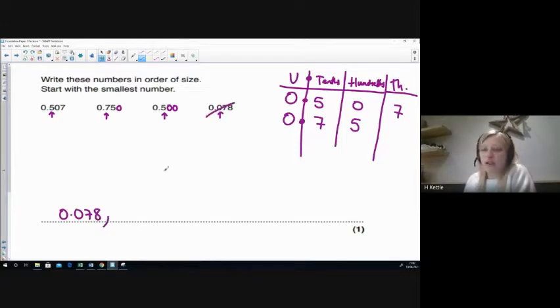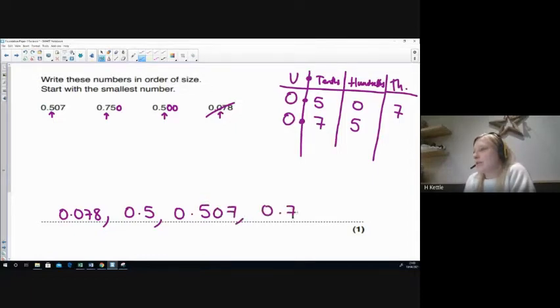And I'm going to cross it off so that I know that I've used it up and I don't get confused. I then know that the next smallest was between the ones that both have a 5 in the tenths column, but they've both got a 0 in the next column. And then in the thousandths column, this one's got a 0 and this one's got a 7. So 0.5, and I'm going to write it in the original format, is our next smallest. Then we've got 0.507, and then we've got 0.75, and that's going from smallest to biggest.